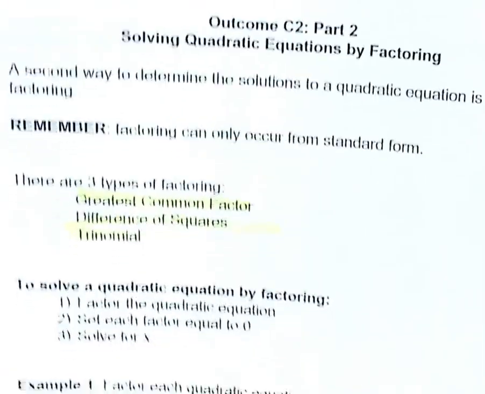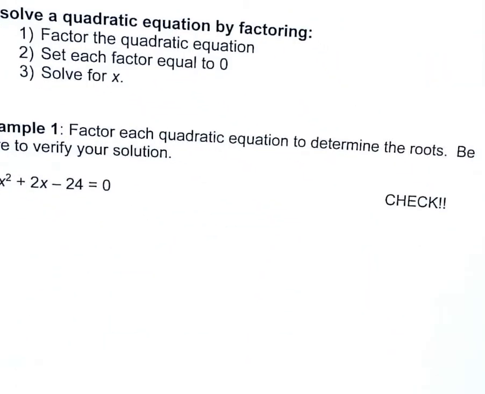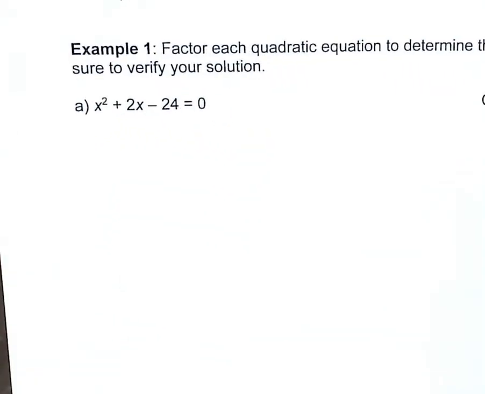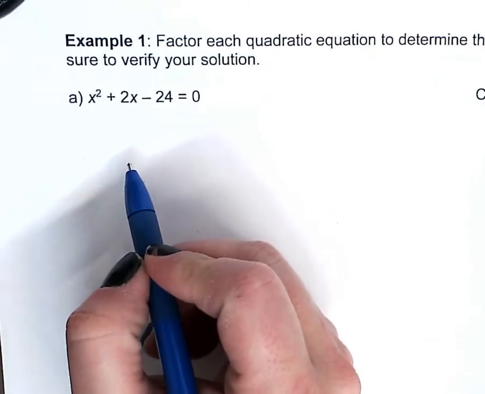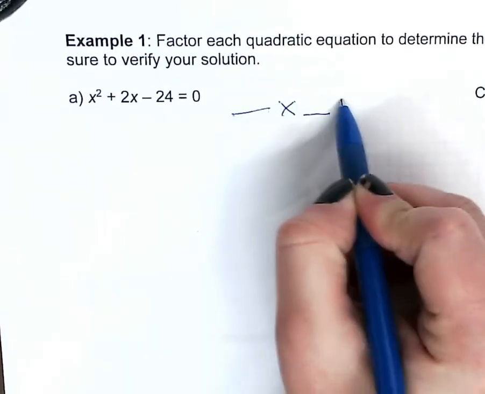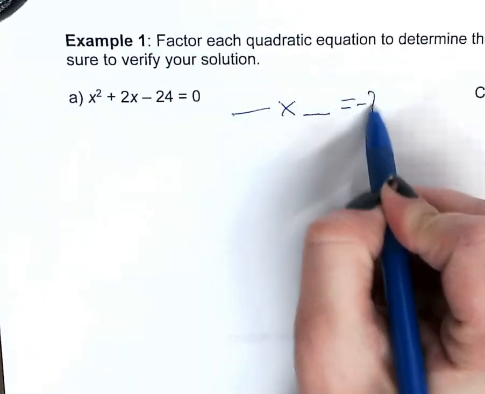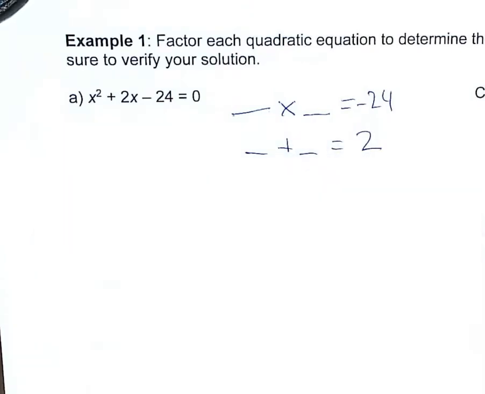So if we go down to example number 1, it says factor each quadratic equation to determine the roots. Remember, roots are the same as intercepts, x-intercepts, or the zeros. Okay, so I think it'll be pretty straightforward, but let's factor this first one. So we have x squared plus 2x minus 24. So we say what times what equals negative 24, and what plus what equals positive 2.